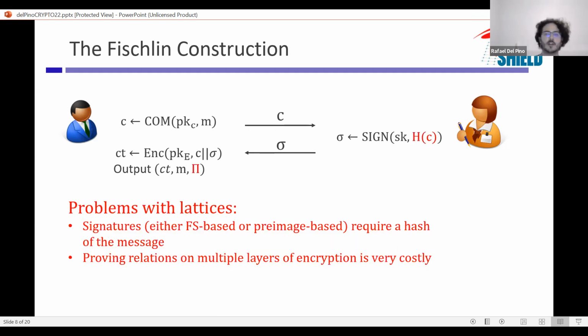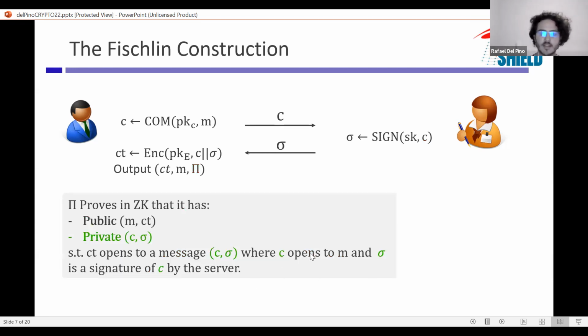So what are the issues we have on lattices? Well, the first issue is that in the signatures you have seen before in this session, and basically all signatures that rely on lattices, we use a hash of the message instead of the message, simply because using the message directly, you could use the all-zero message and leak information about the signing key in most, if not all, lattice-based signing schemes. So we hash the message before signing for security. That is a huge issue because, as you remember from the previous slide, we have to prove that sigma is a signature of C. If we hash C, then now we have to prove that sigma is a signature of the hash of C, which is even more complicated.